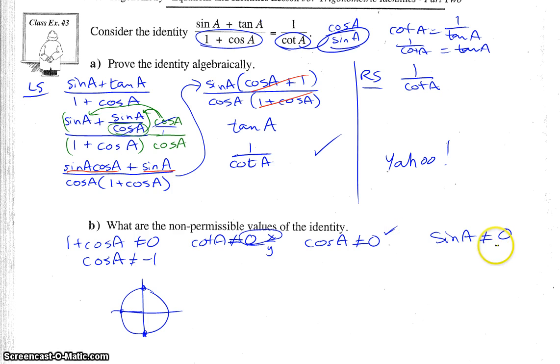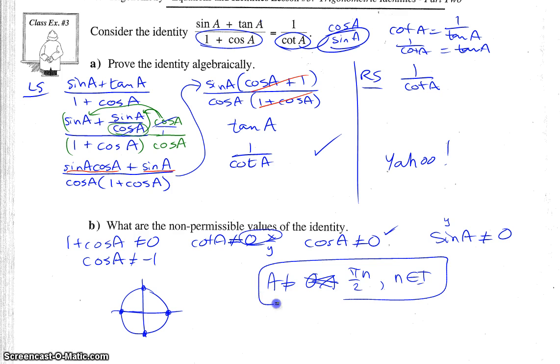Sine can't equal 0. Sine is y, where is y 0? Here and here. Got that one already. So look at this now. We've got all 4 of these. So that means we can start with the first one. A can't equal 0. How far apart are they? They're pi over 2 apart. Multiples, so multiply that by n. And there we go. We can get rid of the 0 if you like. There's our restrictions. Okay, we'll finish up the last example in the next video. Shouldn't be too long. We'll see you then.